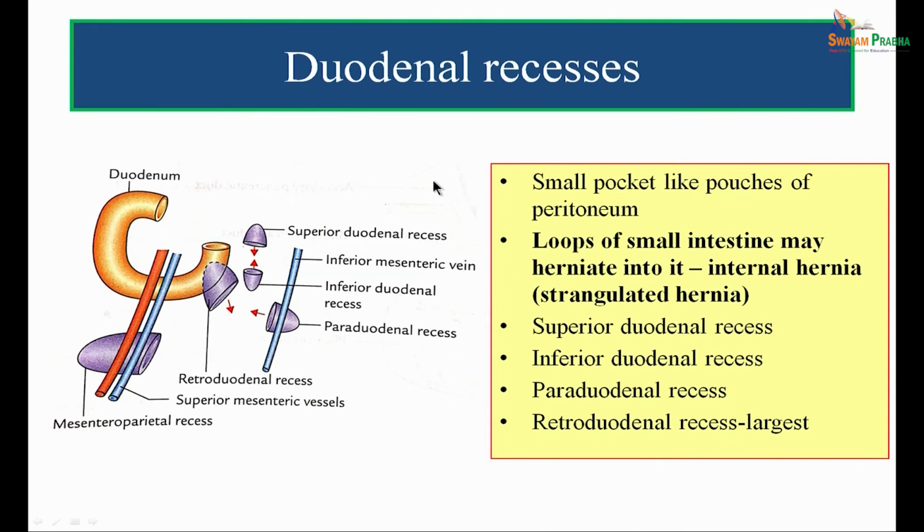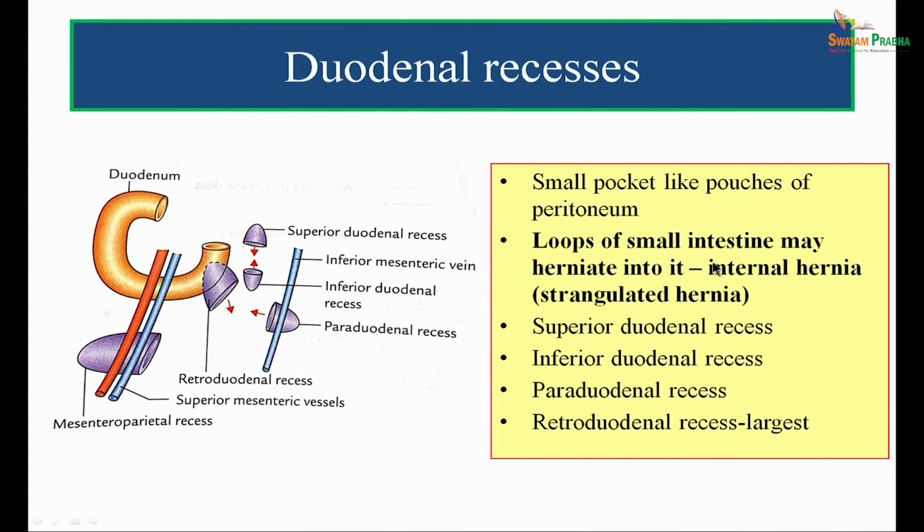Moving on to small recesses or hidden spaces seen in relation to the duodenum. These are known as duodenal recesses. A duodenal recess is a small pocket-like pouch of peritoneum. Whenever there are small spaces or pockets of peritoneal pouches in the abdominal cavity, the small intestines, which are very freely movable and mobile and wandering everywhere in the abdominal cavity, can peep into these small pouches of peritoneum and result in a hernia within the abdominal cavity known as internal hernia. So, internal hernia is one which occurs into small narrow spaces or openings seen within the abdominal cavity.